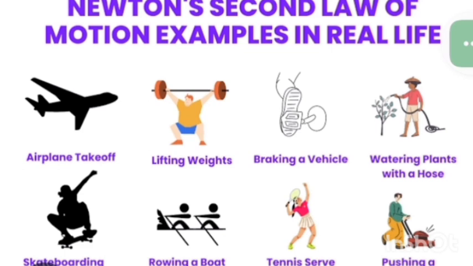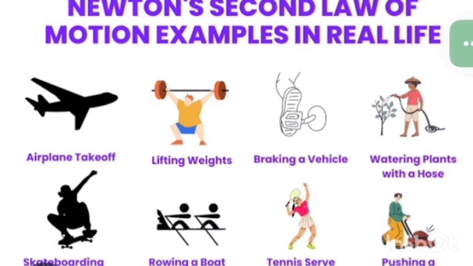The second example as shown on the screen is skateboarding. Skateboarding also is another example of Newton's second law of motion, followed by lifting weight. When you lift a weight, it is another example of Newton's second law of motion. Another one is rowing a boat. Rowing a boat is another example of Newton's second law of motion. Another one we have on the screen is braking a vehicle. When you apply a brake to a vehicle, it is another example of Newton's law of motion.